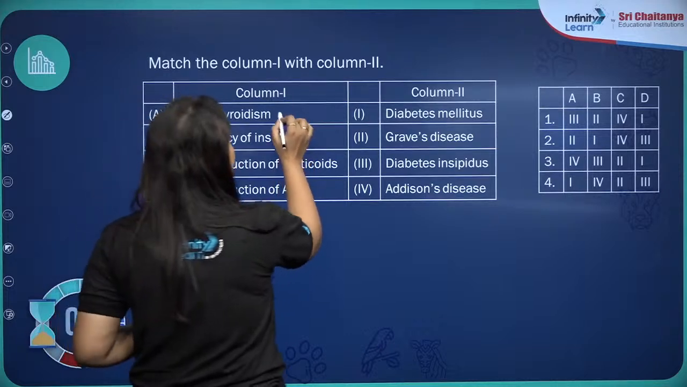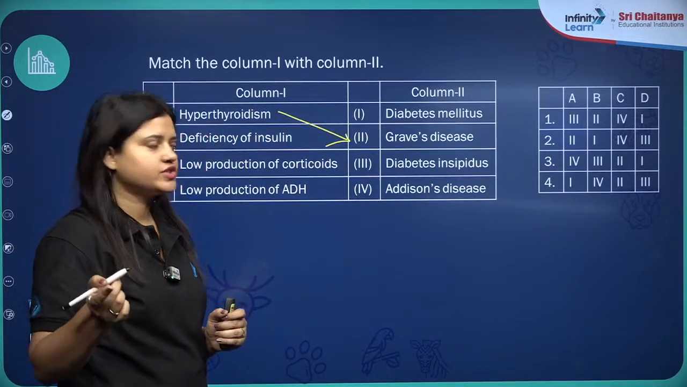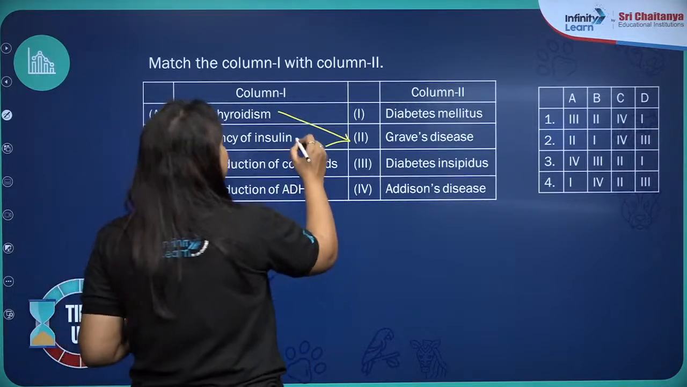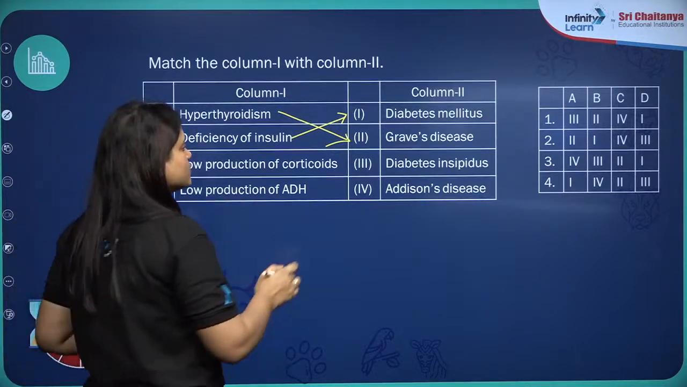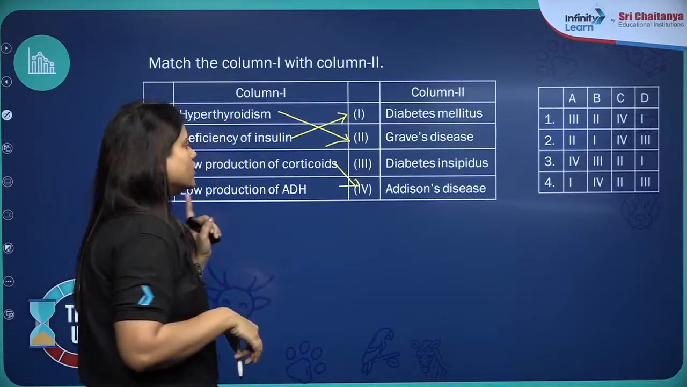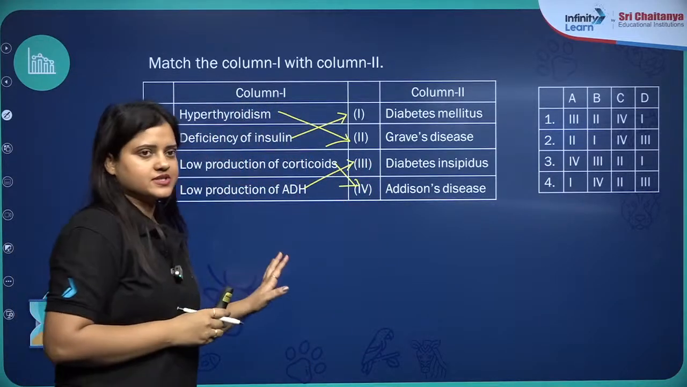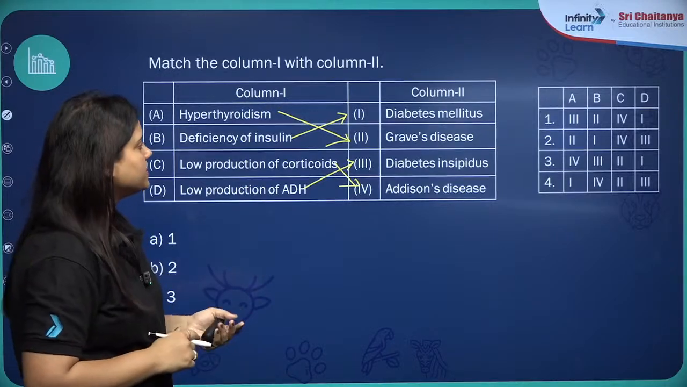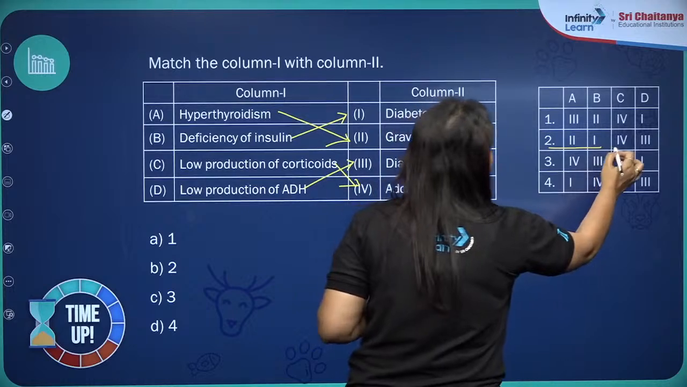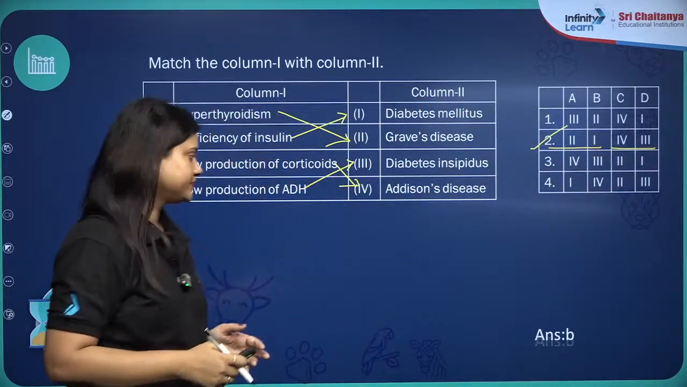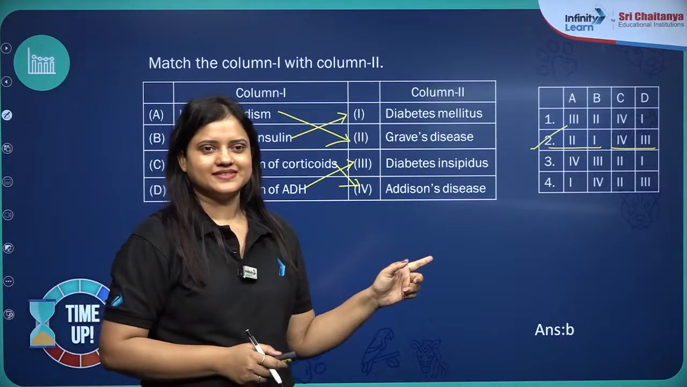Hyperthyroidism will be matched with Graves' disease. It is because of more secretion of T3, T4. Deficiency of insulin will lead to diabetes mellitus. Low production of corticoids will lead to Addison's disease. And low production of ADH, which we have just discussed, is diabetes insipidus. So A is matched with 2, B is matched with 1, C is matched with 4 and D is matched with 3. We got our answer. It should be B or 2. So it is not 3, it is B.